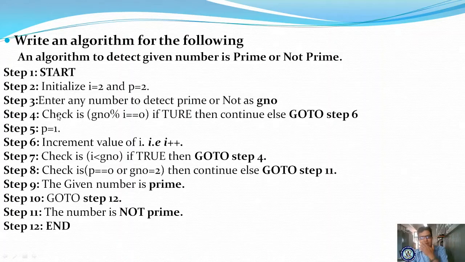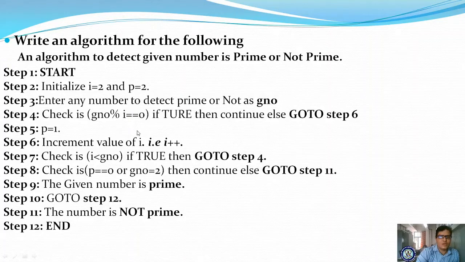Now I am taking 11. As we know, 11 is not divisible by 2 or any other prime factors, right? So now in G number I am storing 11. 11 % 2 equal to 0. The condition is false, right? Immediately it will go to the sixth line. In the sixth line I will be incremented. Now I becomes 3. Once again it will be false. I will be incremented. False, false, false.